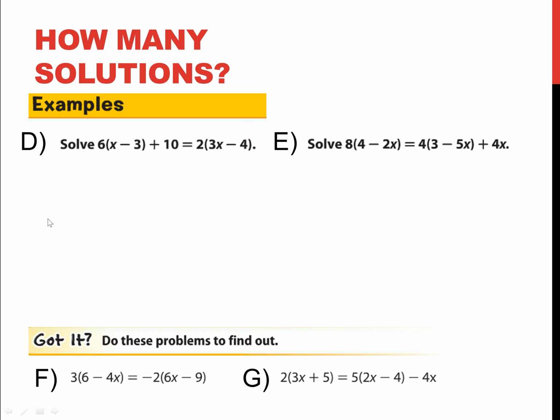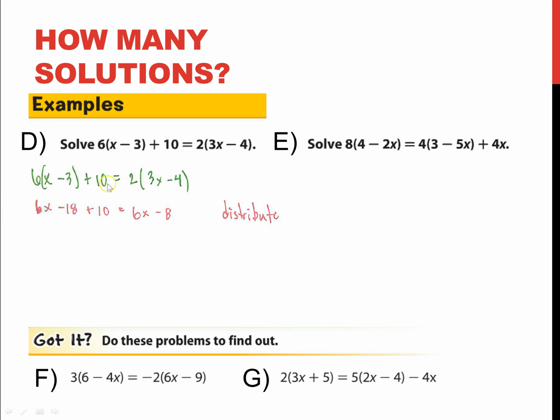So I have two numbers outside of parentheses. That means I've got to distribute. When I distribute, I multiply 6 times x and 6 times negative 3, and then 2 times 3x and 2 times negative 4. That gives me 6x - 18 + 10 = 6x + 8.